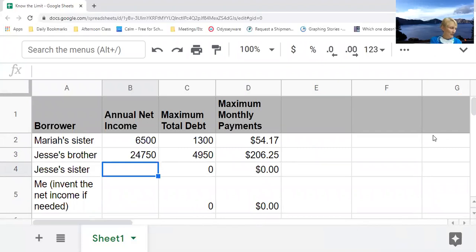And so Jesse's sister in the book, I see that one says $35,800. Oh, and my number lock is apparently not on. I'm typing somewhere. 35,800.